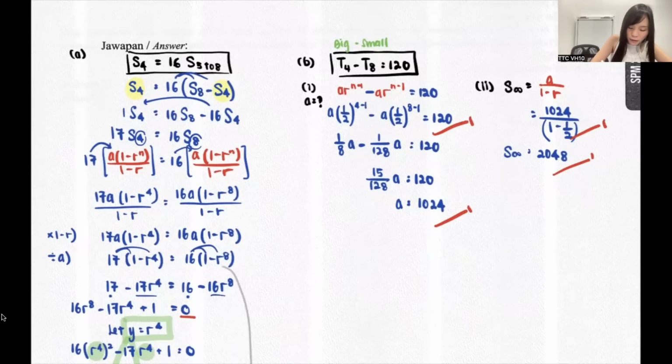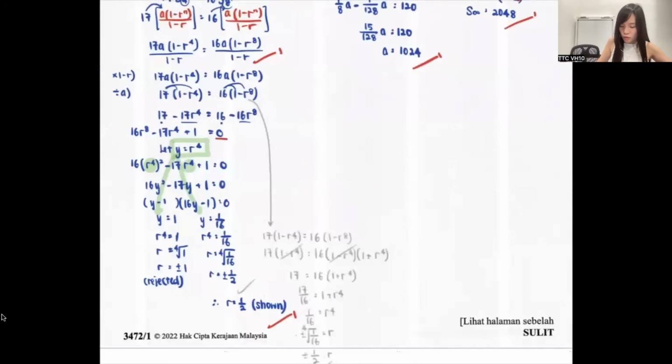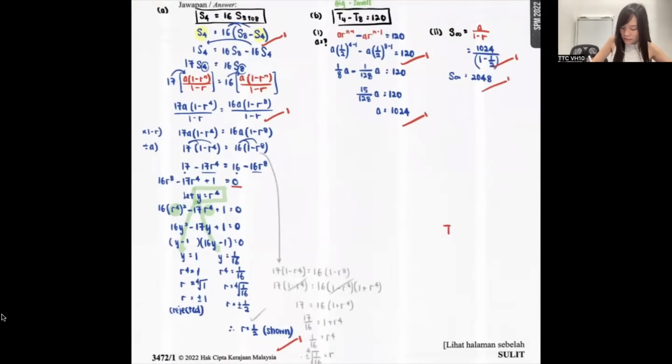So my dear, when you're able to write this, S4 equals to 16, S8 minus S4, there's 1 mark from there. Writing the equation out, subbing in correctly, another 1 mark. And showing the answer out, another 1 mark. There you go, this question, 7 marks.